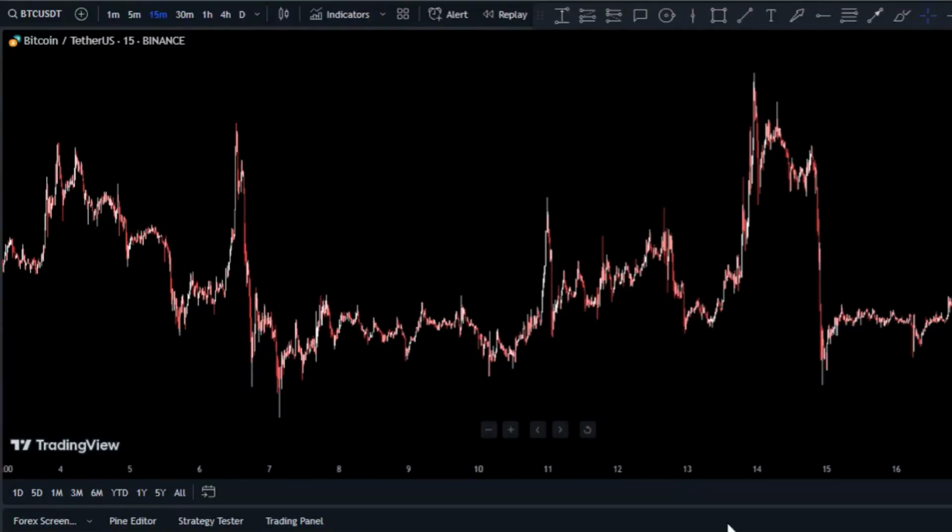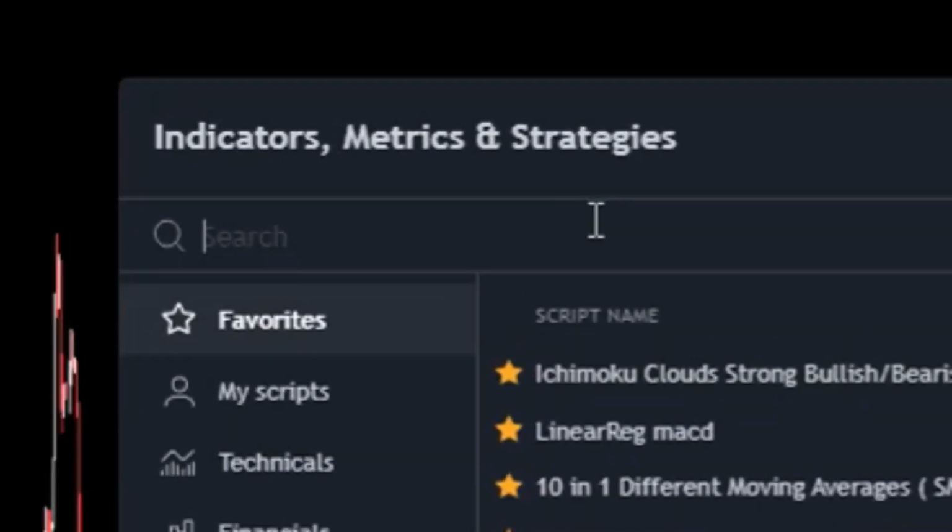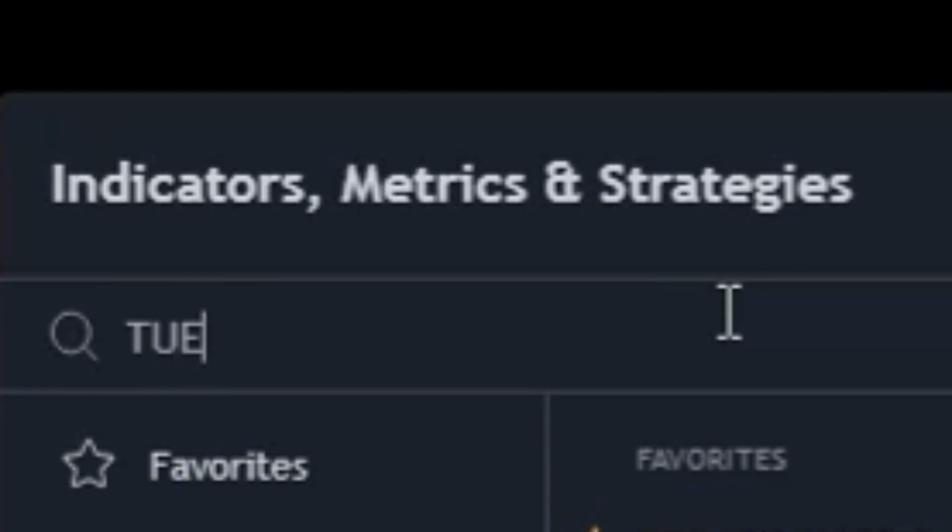To get started, head over to the Indicators section on the TradingView platform. Look for the indicator called TUE-ADX MACD Confluence and add this indicator to the chart. This indicator will be our main tool for generating signals in this strategy.